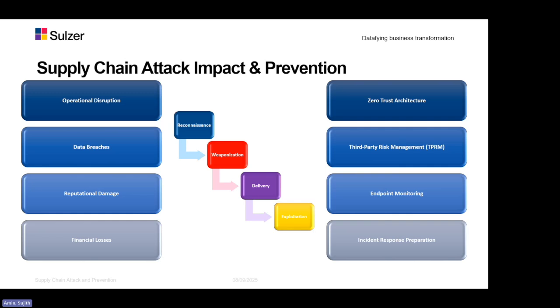The second type of prevention is third-party risk management. Third-party risk management means you can conduct security assessments and audits regularly, for example ISO 27001 or SOC 2. These types of audits can be applied to third-party vendors or suppliers to check their security practices.